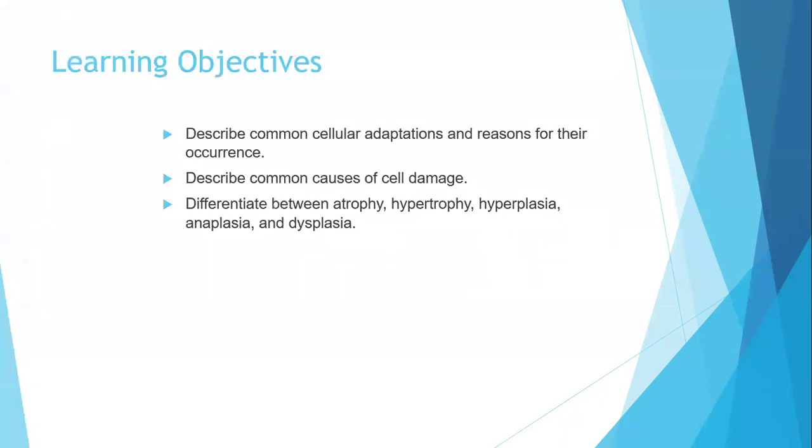So the learning objectives are to describe common cellular adaptations and the reason for their occurrence, common causes of cell damage, and differentiate between atrophy, hypertrophy, hyperplasia, anaplasia, and dysplasia. So we've got some good terminology in this section too, just like we do with everything. There's always a ton of terminology.